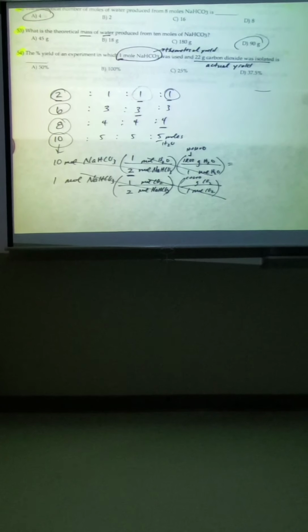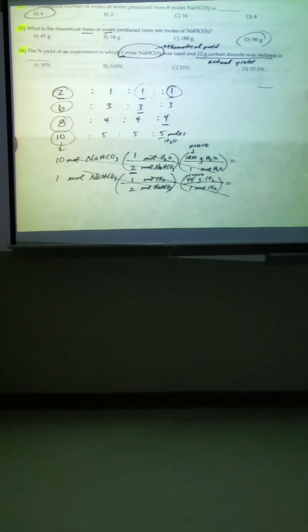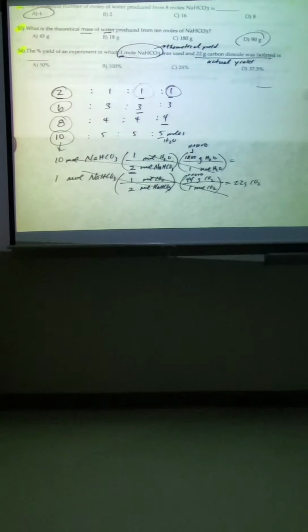We know in 1 mole of CO2 we can get grams of CO2 on the periodic table. That's C plus O plus O. So carbon is 12, oxygen 16 plus 16, so that's 32 plus 12, that's about 44 grams. So we do that, we get 1 divided by 2, which is half of 44, is 22 grams that could be made.